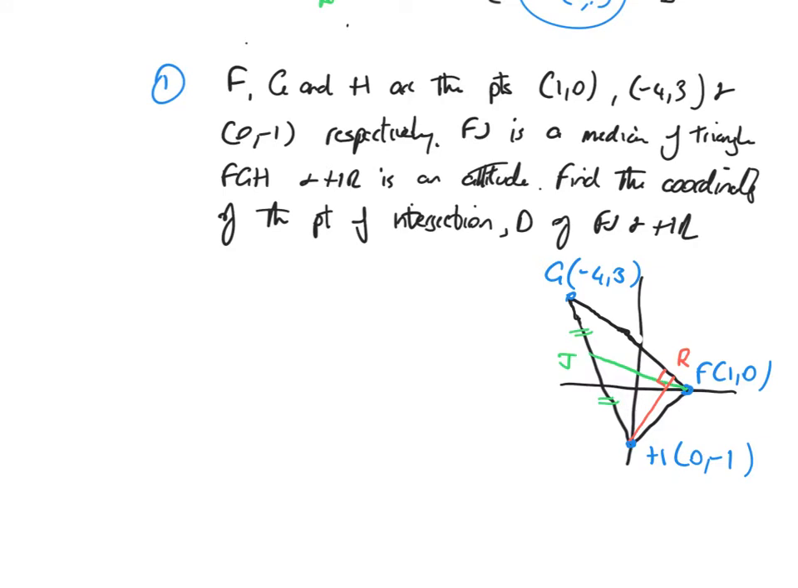Okay, so this example says F, G and H are the points (1, 0), (-4, 3) and (0, -1) respectively in this triangle. FJ, which is denoted by the green line, is a median of the triangle FGH, and HK is denoted by the red line as an altitude. Find the coordinates of the point of intersection, D. Okay, so the point of intersection, we're calling that D.